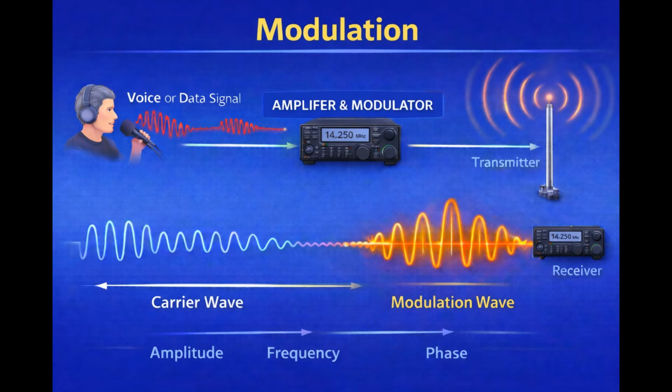Modulation is the process of impressing information onto a radio wave so that it can carry voice, data, or other signals from one station to another. In amateur radio, the transmitter takes a steady radio frequency carrier wave and intentionally varies one of its characteristics, such as amplitude, frequency, or phase, in step with the audio or data being sent. These controlled variations encode the information onto the carrier, allowing it to travel long distances through space. At the receiving end, the radio reverses this process by detecting and decoding those variations to recover the original sound or data. In simple terms, modulation is what turns a plain radio wave into a meaningful communication signal.